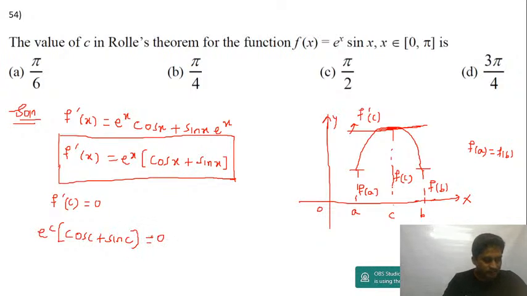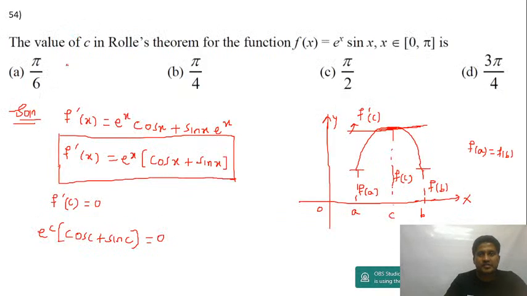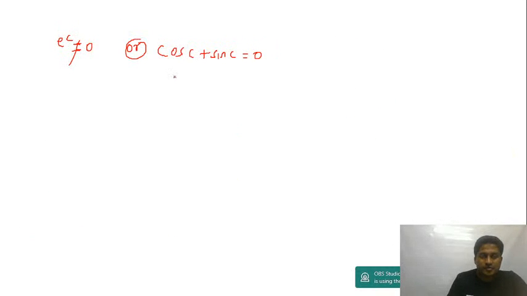So two cases will be there. e power c is equal to 0, or cos c plus sin c is equal to 0. e power c cannot be 0 for any value of c. So from this I can write sin c is equal to minus cos c. Just shift on the right side, guys. From this I can write sin c upon cos c is equal to minus 1.